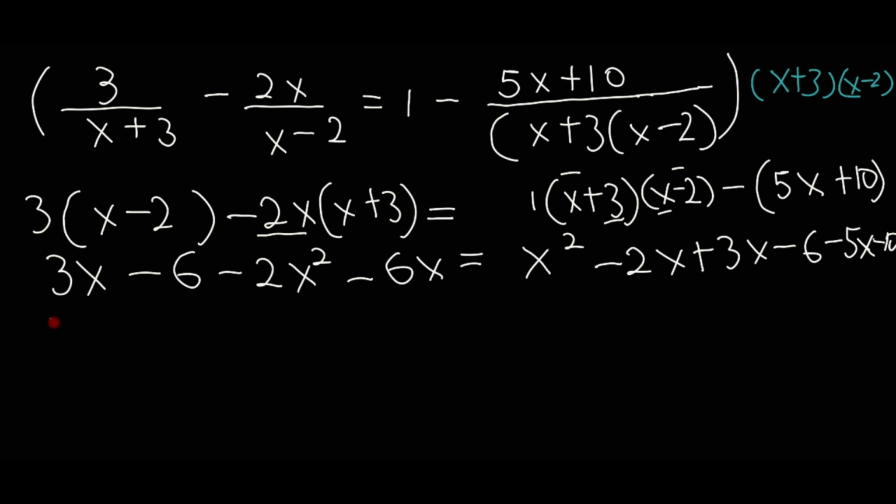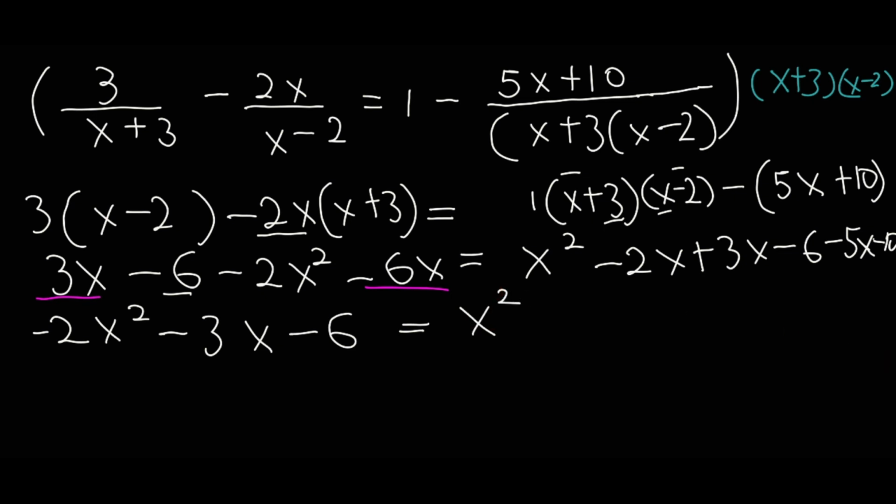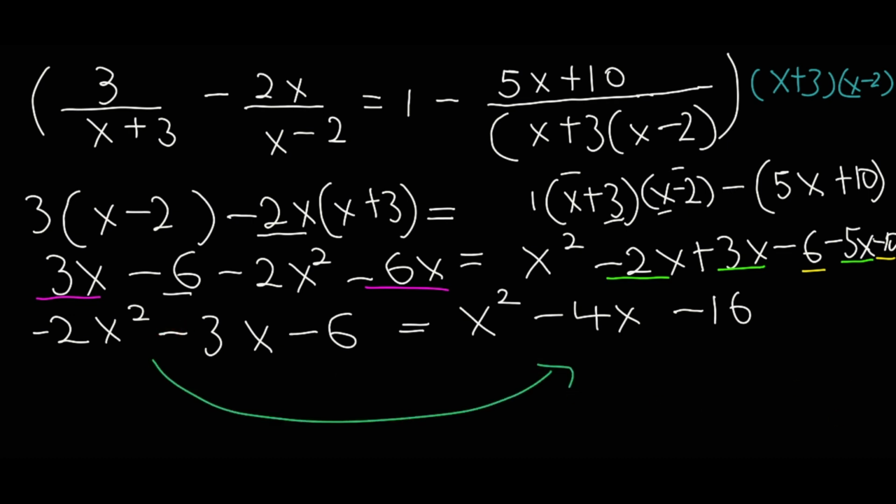So at this part we have minus 2x squared because it's a minus, and then we have 3x minus 6x which gives minus 3x, and then minus 6 is a minus. On this side, x squared is a plus, and then we have minus 2x plus 3x which gives 1x, and then 1x minus 5x gives minus 4x, and then minus 6 minus 10 gives minus 16. And then from there we can move this part and take it to this side, or we move this one and take it to this side, so that one side is 0.